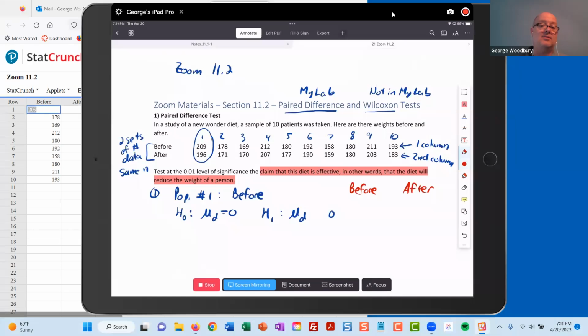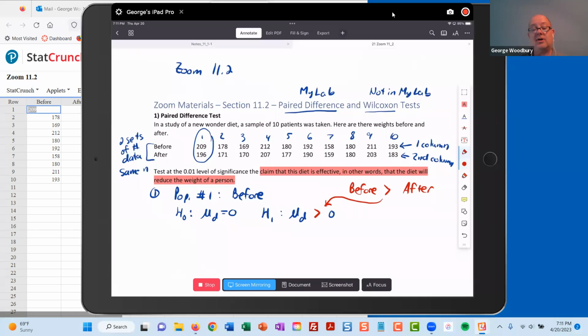We think about a less than sign, but actually what that means is that a person's weight after will be lower than their weight before, or their weight before will be the higher weight. And so the sign that we need to use is actually the greater than one here. And probably the trickiest part about the pair difference test is coming up with the right sign for H1.